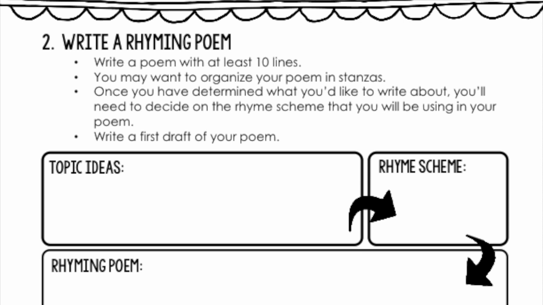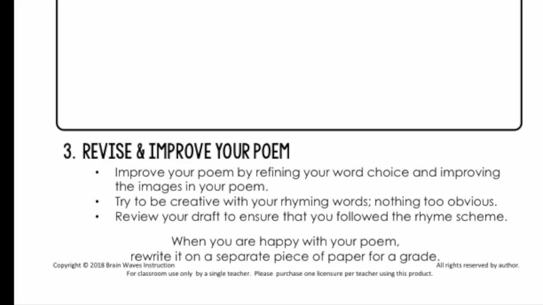Once you've determined what you'd like to write about, you'll decide on a rhyme scheme that you will be using in your poem. And then you write the first draft of your poem. So maybe you're just going to do A A B B. So the first two lines rhyme, the second two lines rhyme, the third set of lines rhyme, and just repeat that throughout. Okay, once you've written your rough draft of your poem, you want to revise and improve your poem.